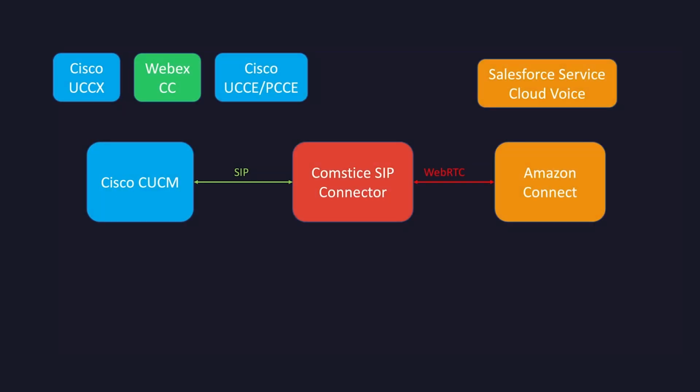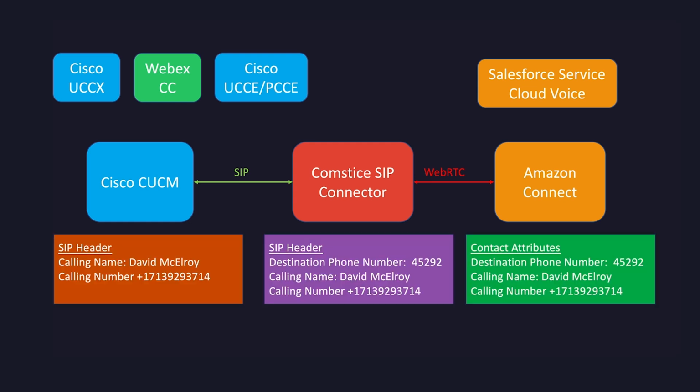Comstice SIP Connector can also send Finesse call variables or Salesforce call attributes to the other side during the call transfers, along with the context information of the call.